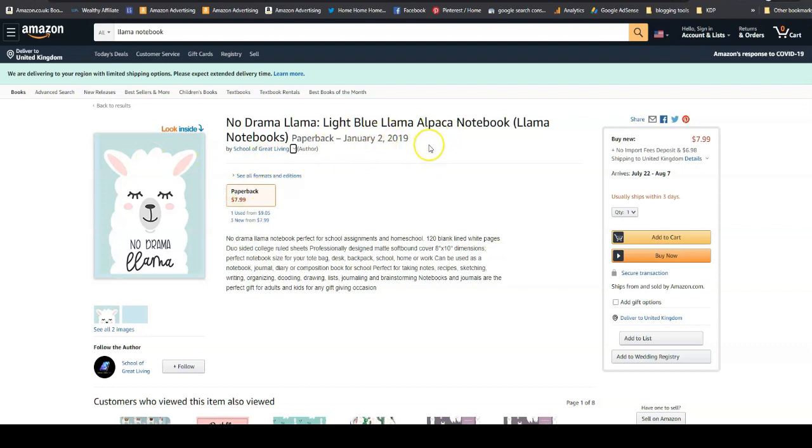So this is a lovely example of how they've done this right, because they use a short title and then all the keywords that you need are here. Light blue llama alpaca notebook. You don't need to put the size of the book, which some people do. You don't need, what else can you say about a notebook? If anybody wants to buy a Llama notebook, they will find this, and this will be exactly what they're looking for. I'll show you another example.